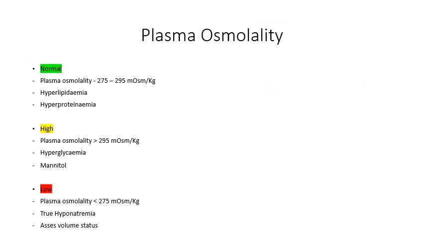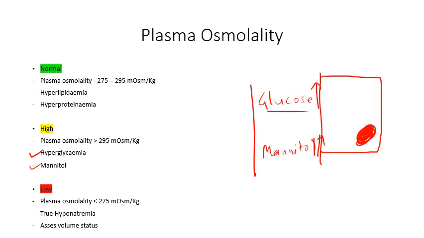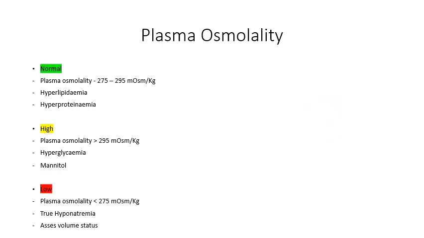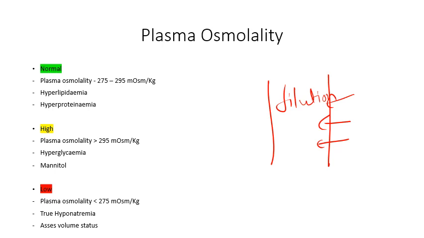Next one, if the plasma osmolality is high, the two conditions that we should have in our mind are hyperglycemia and if the patient is getting mannitol. If glucose or mannitol are in excessive amount in the blood, they raise the serum osmolality. This causes osmotic shift of water from cell to the blood, resulting in dilution of blood. The sodium concentration decreases because the amount of sodium is constant and we are adding more water to the blood. So this results again in hyponatremia.